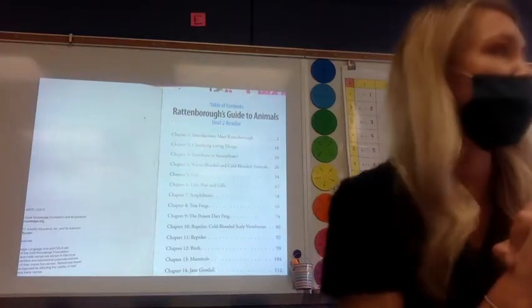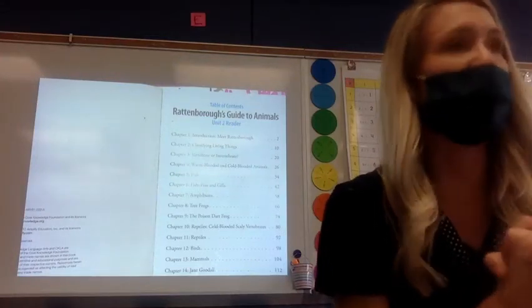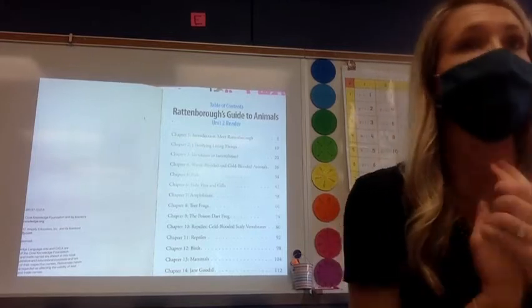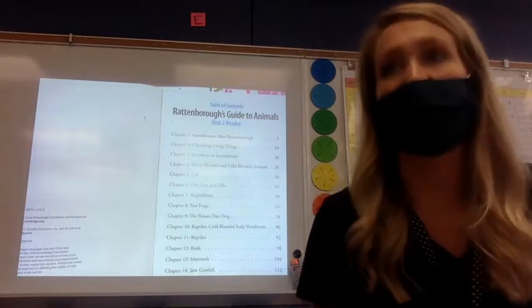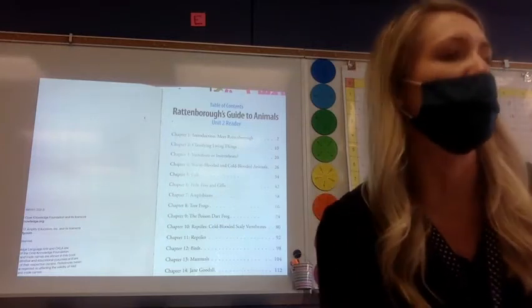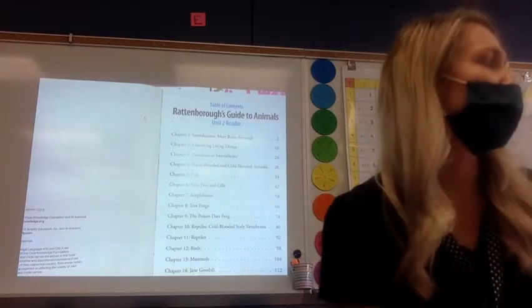We should all be open up to the table of contents. The table of contents is one of the 8 text features we've been focusing a lot on. We can find the table of contents at the beginning of our book. And what is the purpose of a table of contents? What does it do for us? Chloe, what does it do for us?